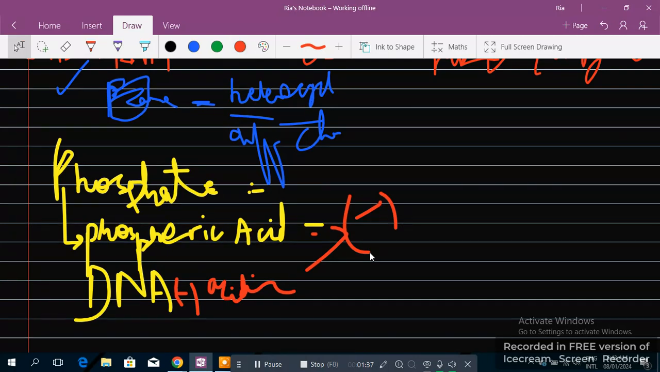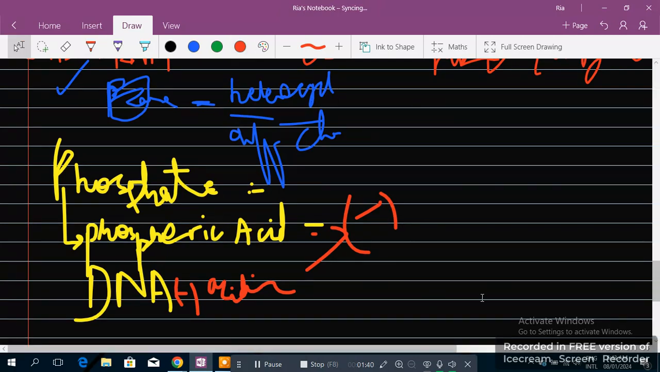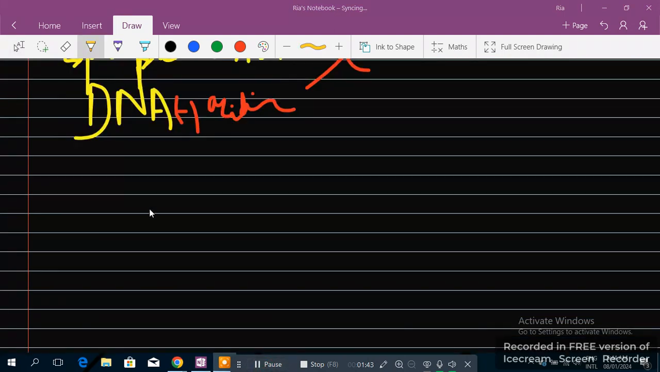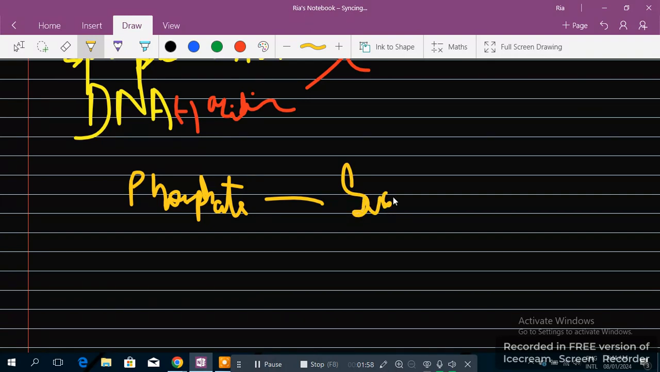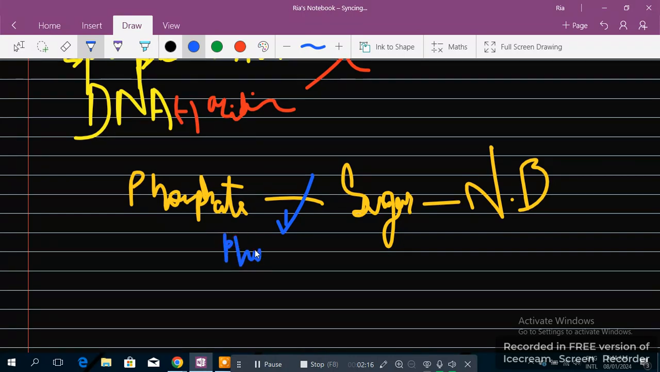Okay, now this is phosphate. One more thing I'm going to discuss here, let me just move the slide a little down. I'm going to tell you one important concept, the bond between them, because it will be asked in MCQ. The structure of nucleotide, we know that there's phosphate plus sugar plus nitrogenous bases as well. Now I'm going to discuss the bond between phosphate and sugar. The bond you'll find would be the phosphoester bond.